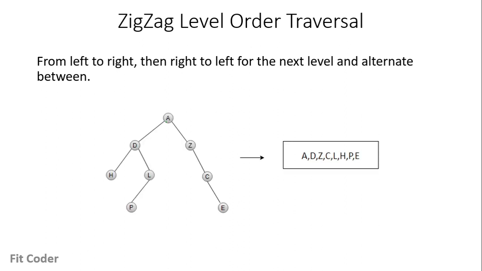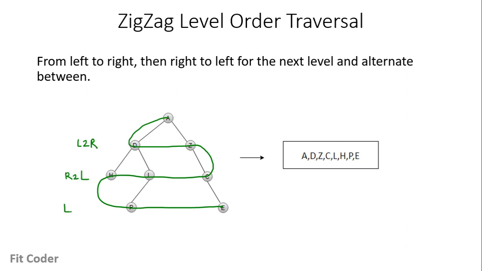So if we are given this tree and we have to find the level order traversal, we start from A, we go to D, then we go to Z. So this is left to right, then we go from right to left in the next level. And in the next level we again go from left to right. So here we are going from left to right, here we are going from right to left, and here we are going from left to right. So this is zigzag level order traversal.